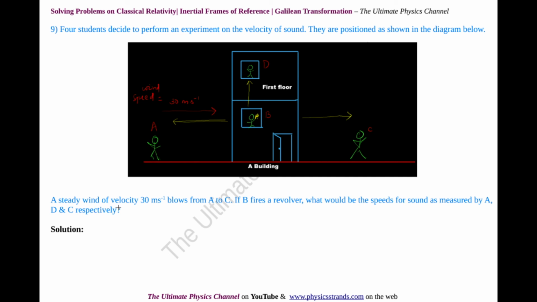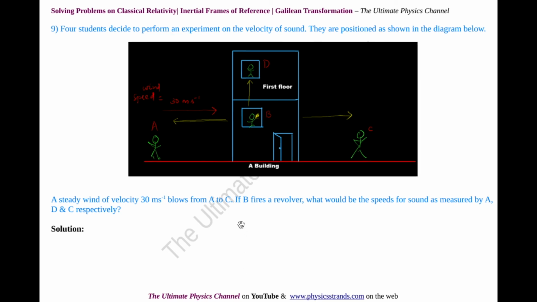A steady wind of velocity 30 meters per second blows from A to C. So the wind velocity is from left to right, A, B, C, across this direction, at about 30 meters per second. If B, who is at the ground floor of the building, fires a revolver, what would be the speeds for the sound as measured by A, C and D? So here B is firing a revolver, and what would be the speed of sound reaching A, C and D? That is the question.